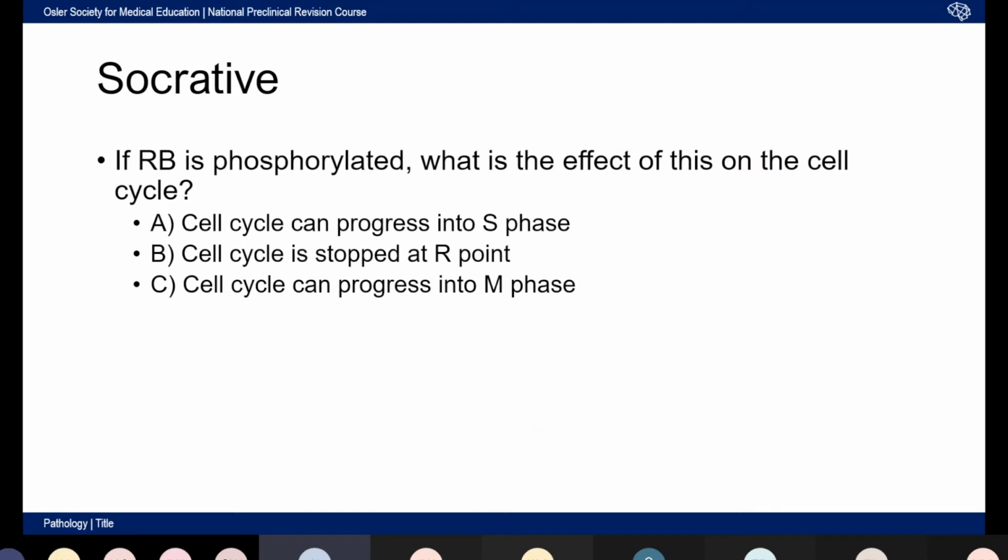Check the vague point got across there. If RB is phosphorylated, what's the effect on the cell cycle?